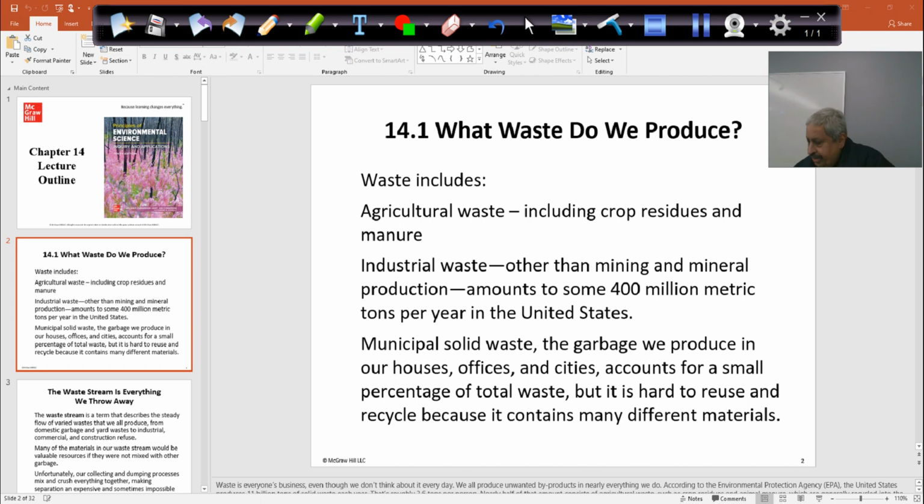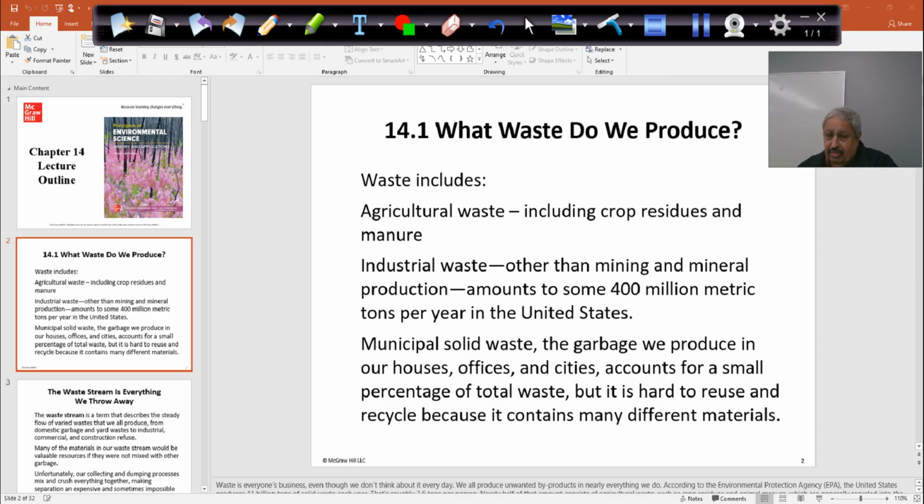Okay. Waste can include different types. One of the first types is agricultural waste, including crop residues and manures. Then you have industrial waste, that's the major one. Industrial waste, other than mining and mineral production, amounts up to 400 million metric tons per year in the United States. So that's the major source of the waste.